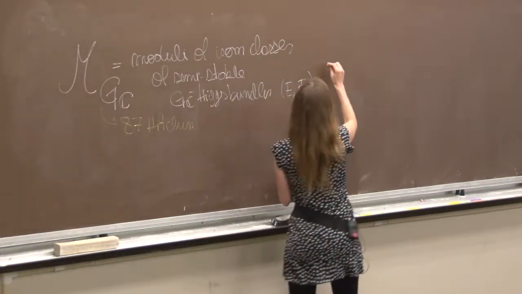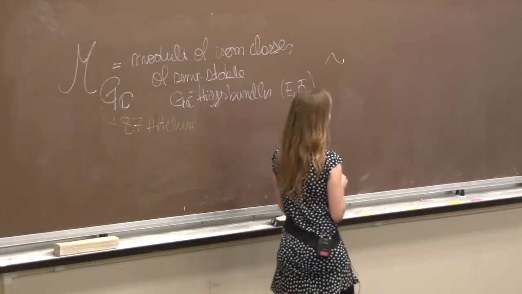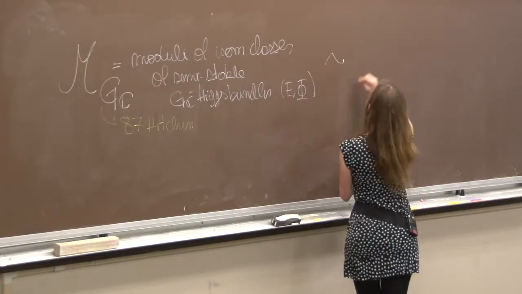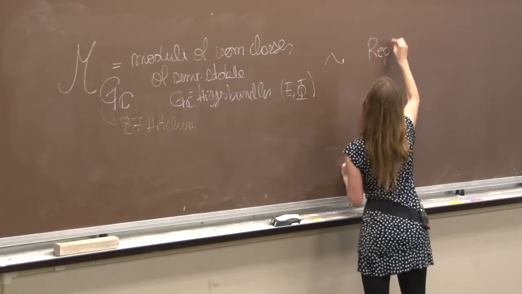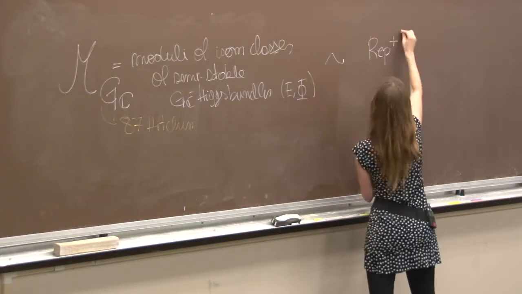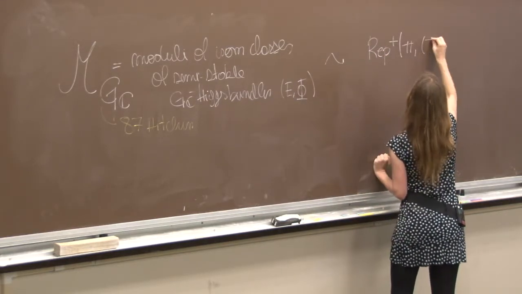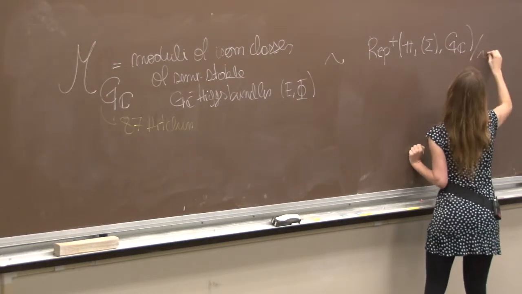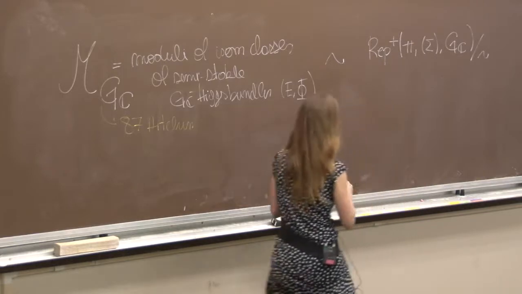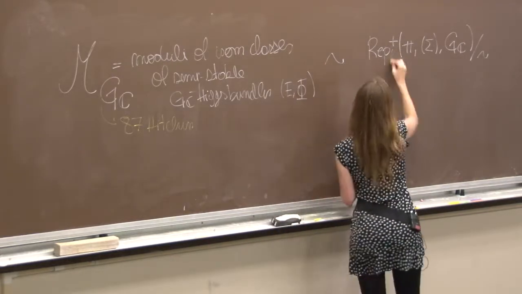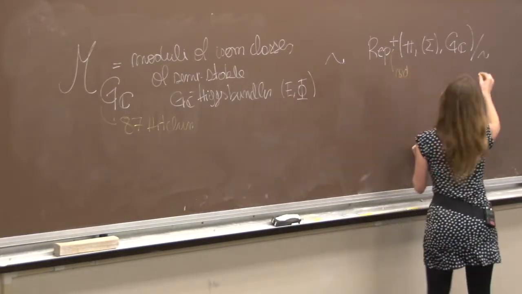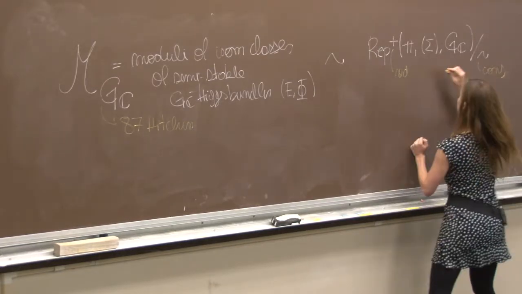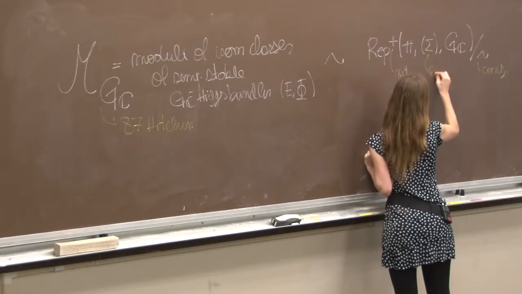This is very interesting because it's in correspondence with the space of representations, reductive representations, and let me put the plus for reductive representations, of the fundamental group of our Riemann surface into the group G_C, modulo conjugation. So this is reductive, this is conjugation. Remember that this is our Riemann surface.